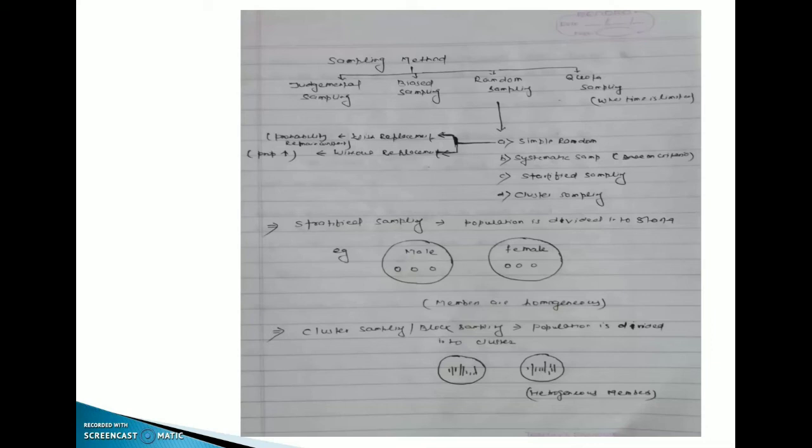In stratified sampling, when we see the word stratified, strata, that means we divide the population into strata. Let's see a figure: we divide the population into male and female. Male is one strata and female is other strata. So here population is divided into strata in stratified sampling.